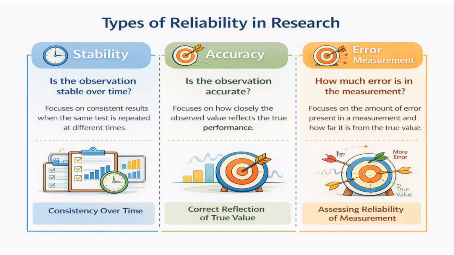In research, this idea of stability is usually tested using test-retest reliability. We administer the same test twice and correlate the results. A high correlation means the measurement is stable and reliable over time.